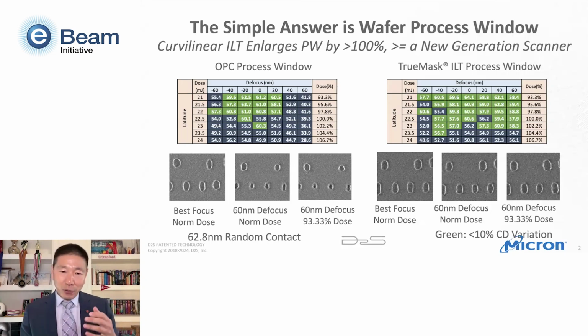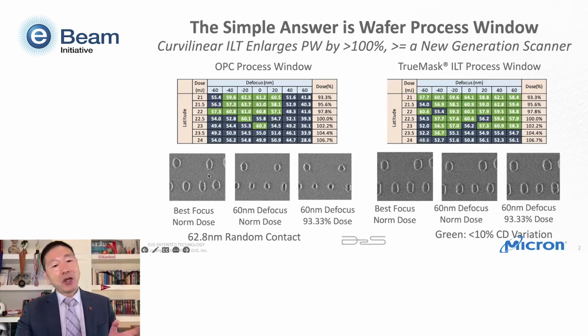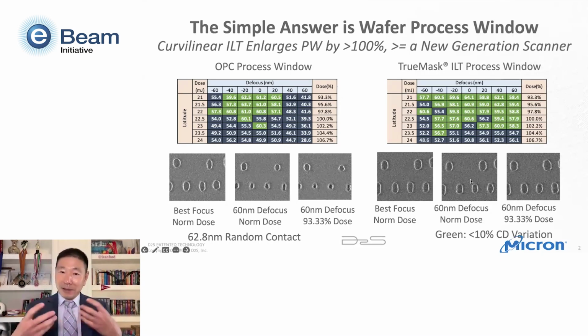Here is a study that we presented together with Micron in 2019 at Bacus. We showed that by using curvilinear ILT, we can improve the process window by over 100%. As you see in those pictures, at the nominal condition, both OPC and curvilinear ILT get the pattern printed correctly. But at 60 nanometer defocus and 60 nanometer defocus with a 93% dose, the OPC prints really badly, while ILT with curvilinear assist features maintains the pattern really well. That's why the process window is much larger.